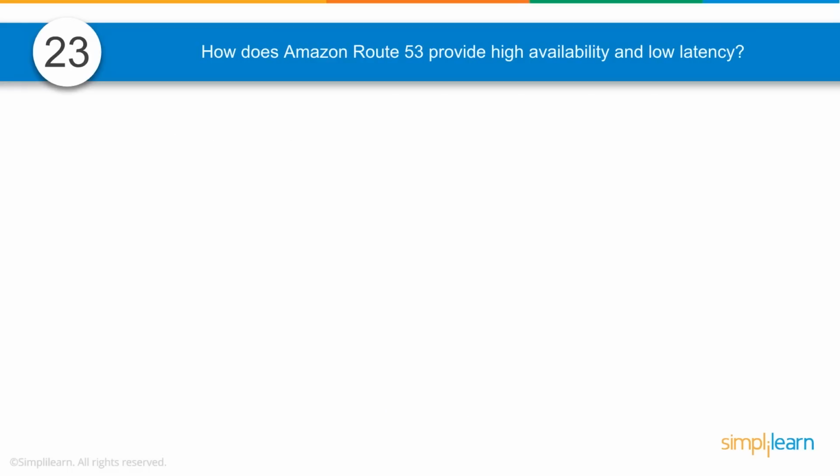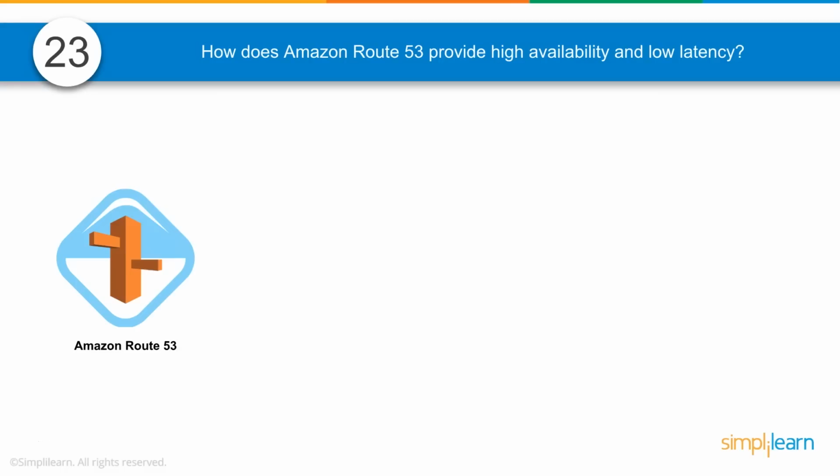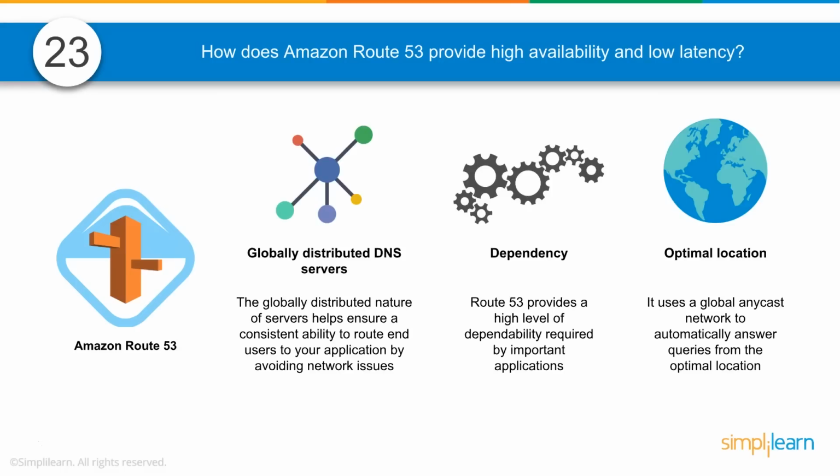Another classic question from Route 53 would be, how does Amazon Route 53 provide high availability and low latency? The way Amazon Route 53 provides high availability and low latency is by globally distributed DNS servers. Amazon is a global service and they have DNS services globally. Any customer doing a query from different parts of the world gets to reach a DNS server which is very local to them, and that's how it provides low latency.